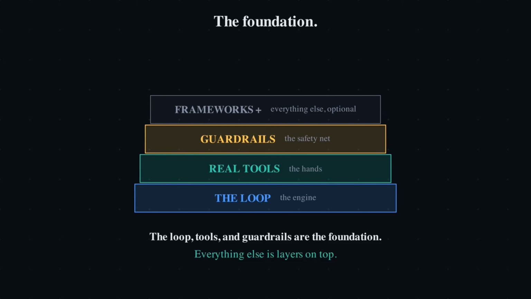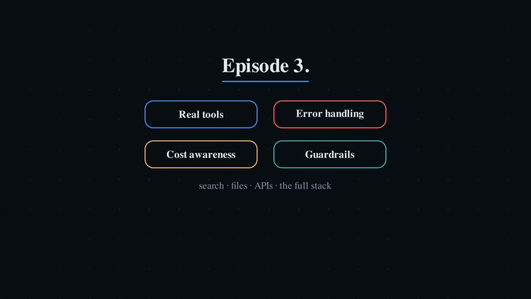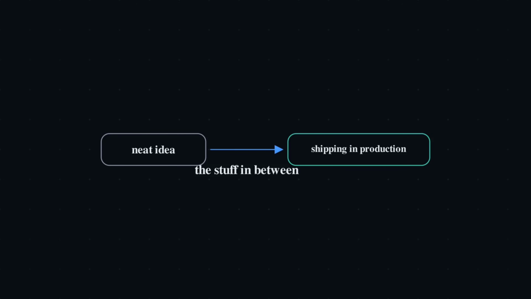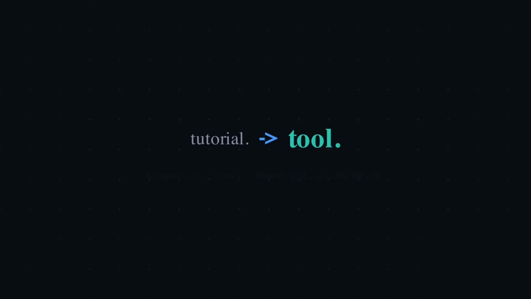So that's episode 3, real tools, search, file, APIs, error handling, cost awareness, guardrails, the stuff between a neat idea and I'm shipping this in production. You now understand not just how an agent works, but how to make it work for real tasks without burning money or breaking things. And that's the difference between a tutorial and a tool.